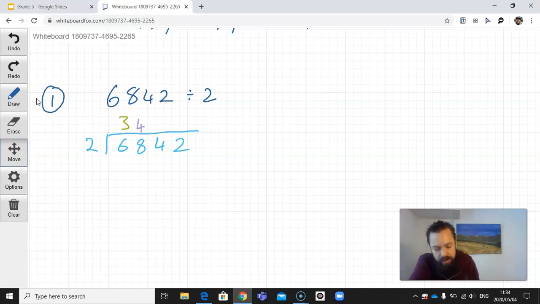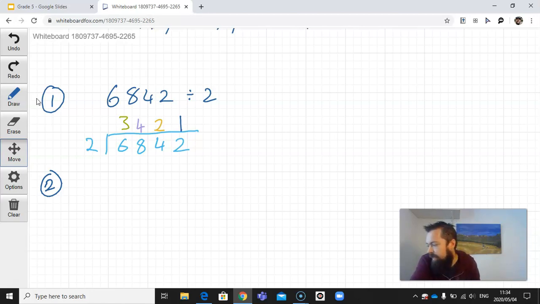Next, I'm going to ask, how many times does 2 go into 4? 2, 4, twice. So that number goes on top of the bus stop. And finally, I'm going to ask, how many times does 2 go into 2? And the answer is once. And that goes on top of the bus stop. And so my answer to 6,842 divided by 2 is 3,421. Pretty straightforward. As I normally do, I start with the easier ones, and I'm going to work towards the more complicated ones. And so that was a very easy one.